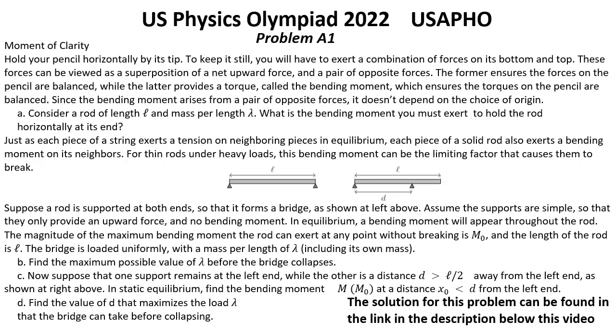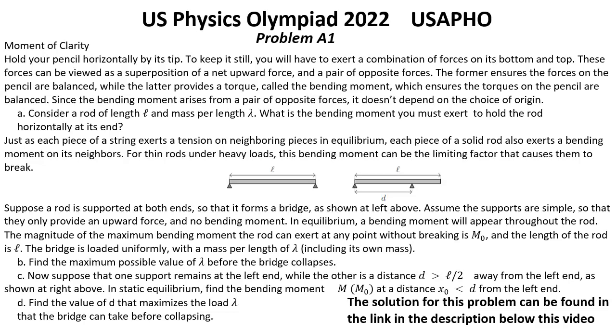Since the bending moment arises from a pair of opposite forces, it doesn't depend on the choice of origin. Question A. Consider a rod of length L and mass per length lambda. What is the bending moment you must exert to hold the rod horizontally at its end?